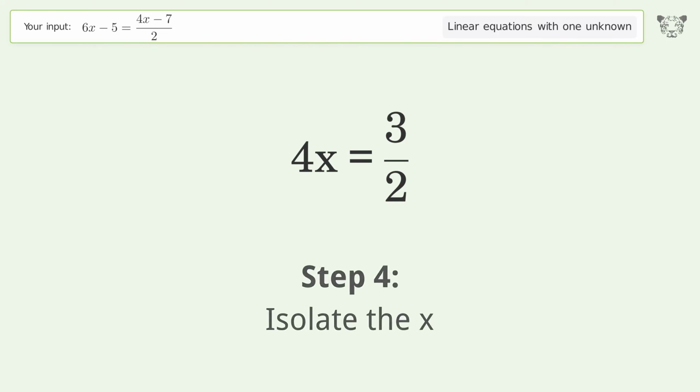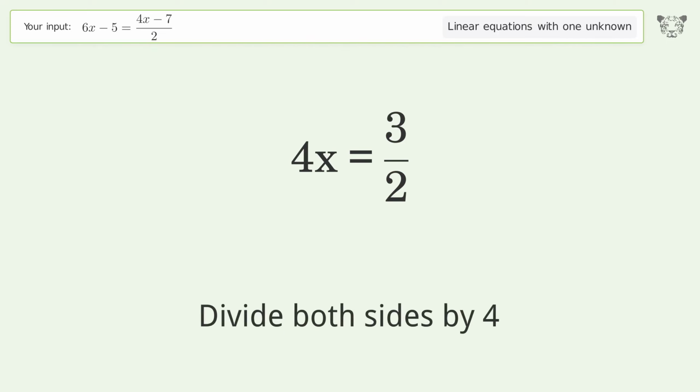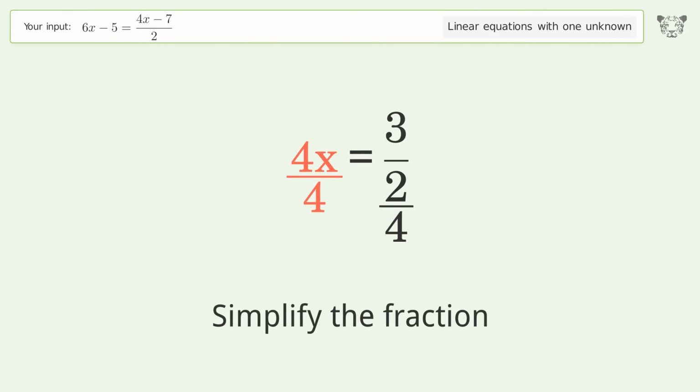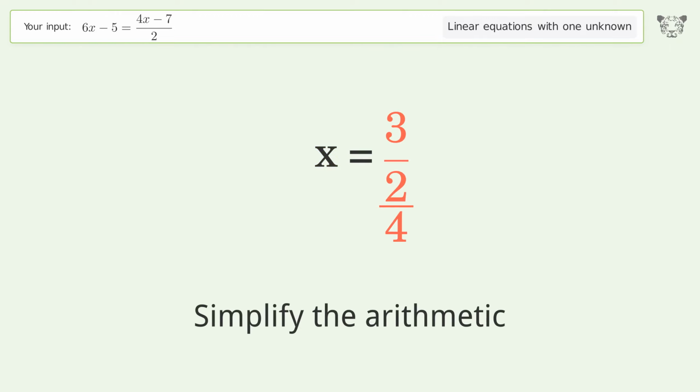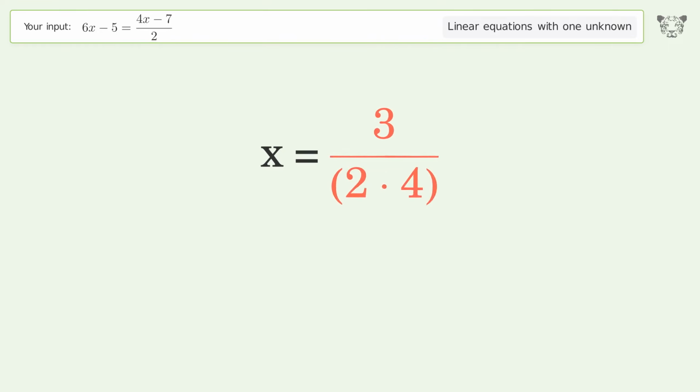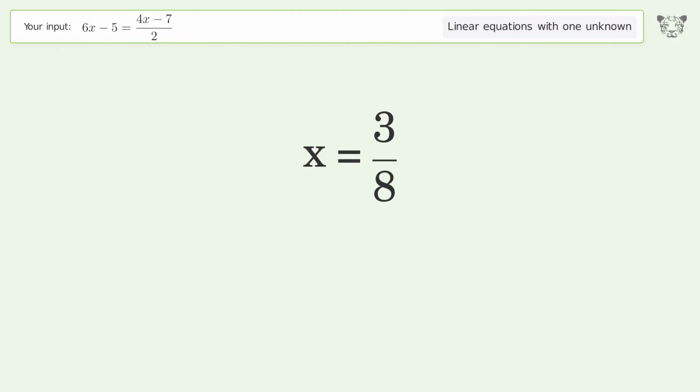Isolate the x. Divide both sides by 4. Simplify the fraction. Simplify the arithmetic. And so the final result is x equals 3/8.